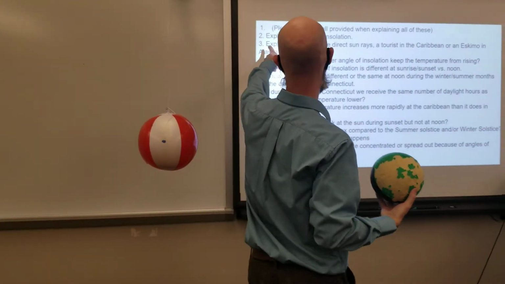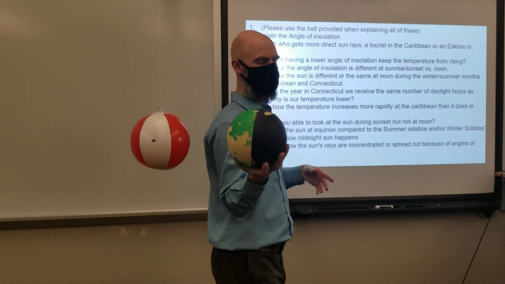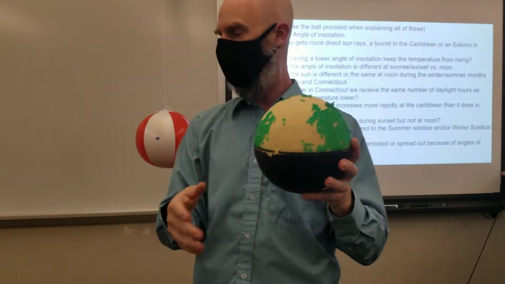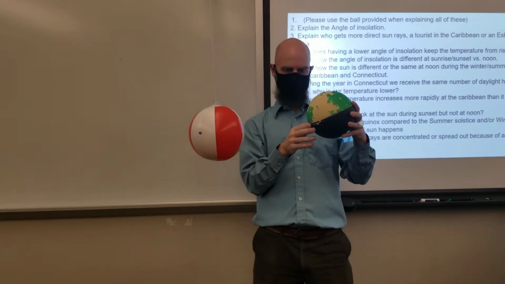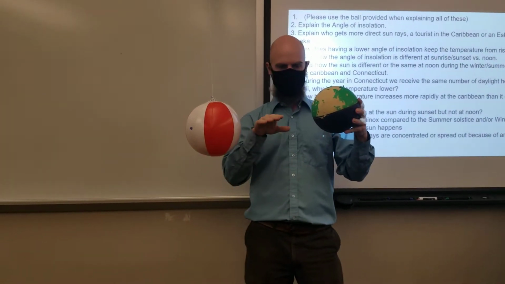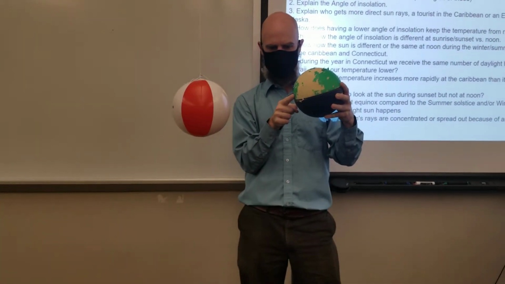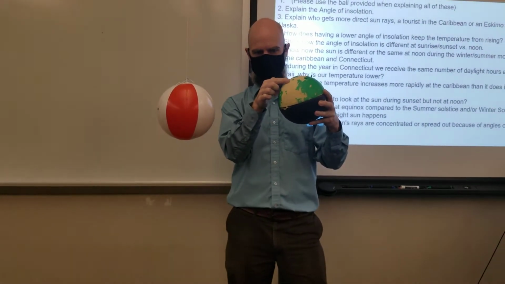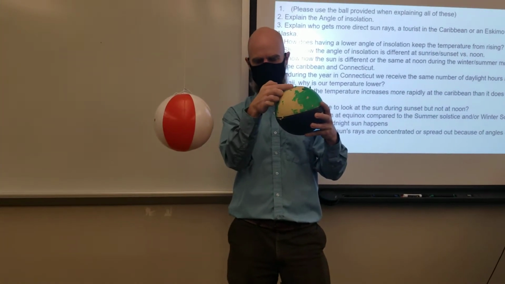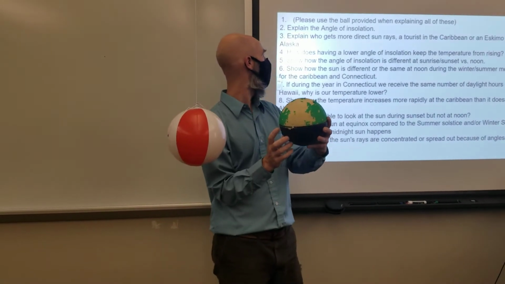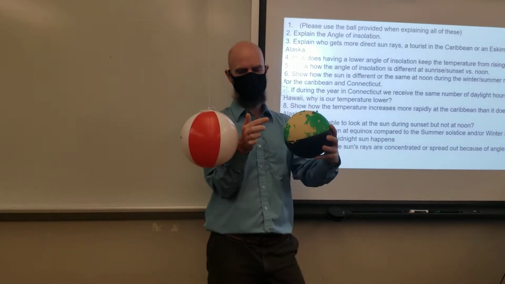For question 3, explain who gets more direct sun rays, a tourist in the Caribbean or an Eskimo in Alaska. Here's the sun, and the sun's rays are coming this way. The Earth is tilted like this during the summer months, if this is the northern hemisphere. You see how the equator gets a lot more sunlight than up here in Alaska? That's because the sun is much more direct here, and up here the sun gets spread out. So who gets more direct sun rays? The tourist in the Caribbean.